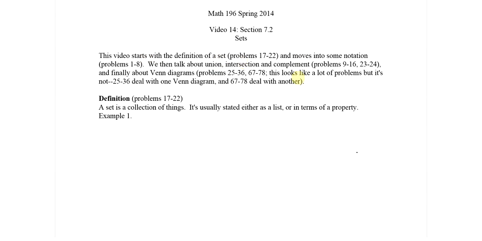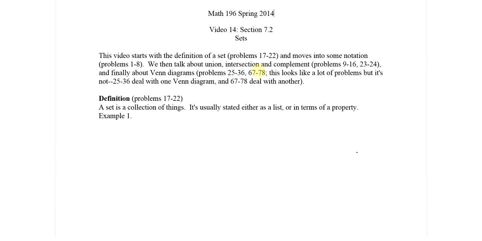Union, intersection, and complement are three important aspects of dealing with sets, problems 9 through 16, 23, and 24. And then Venn diagrams, problems 25 through 36 and 67 through 78. Keep in mind when you're doing the homework that problems 25 through 36 deal with one particular Venn diagram, 67 through 78 deal with another, so those actually aren't quite so many problems as they look like.